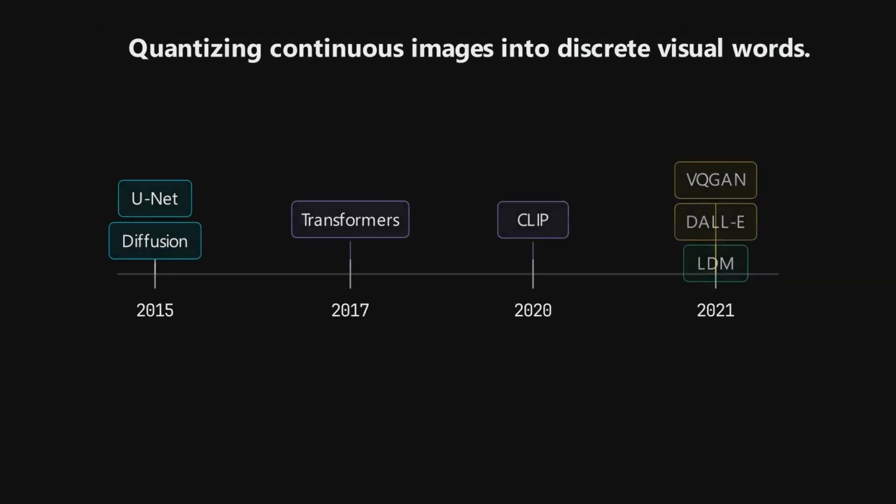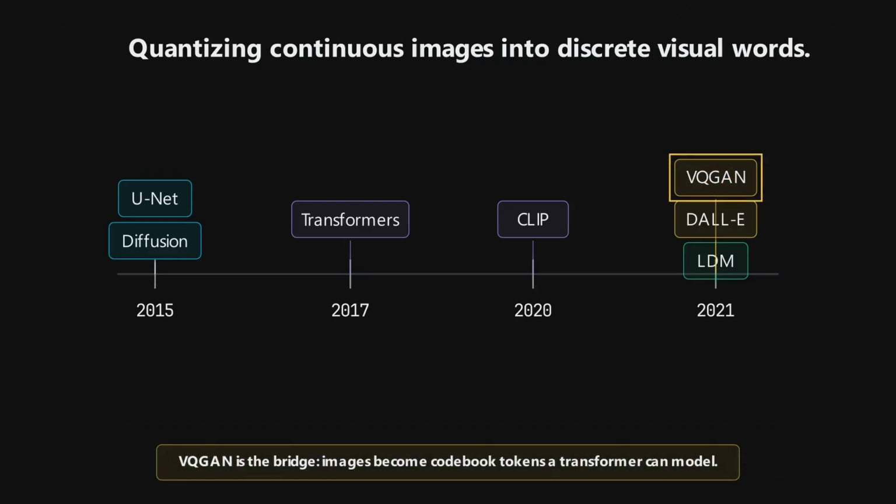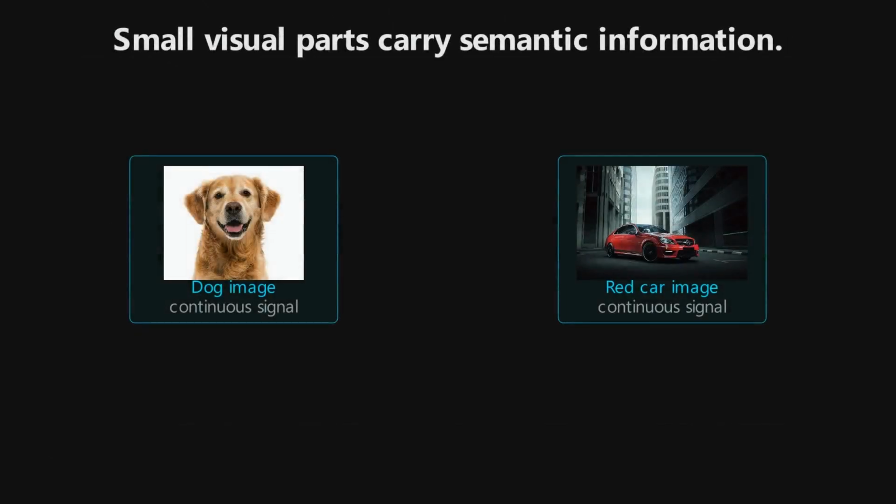In the previous section, we gave text a place in visual space. A prompt became an address. But an address is not a building. To generate an image, the model still needs a way to actually construct pixels. And here comes the next question. What is the vocabulary of an image? Language models generate sentences by predicting tokens. One word, then the next word, then the next. So a tempting idea appears. Can we do the same thing for images?